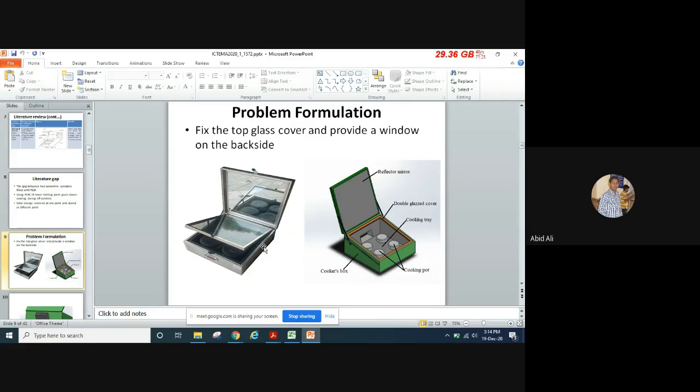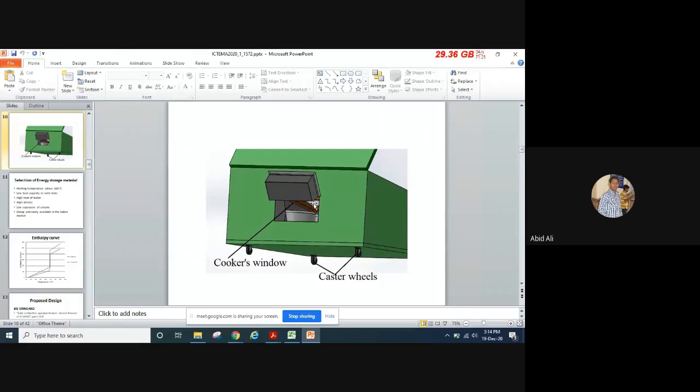Solar cookers in the market have the opening on the front side. We fix this case with the box and provide a backside window for keeping and taking out the cooking pot.